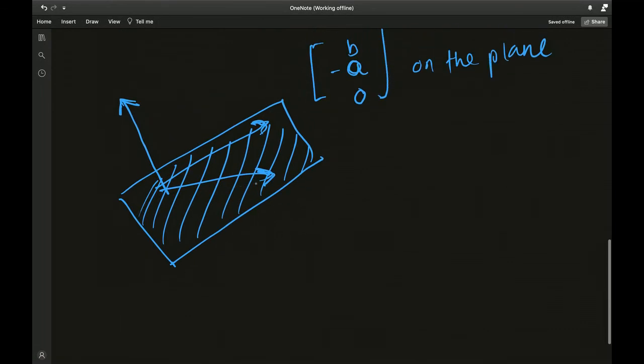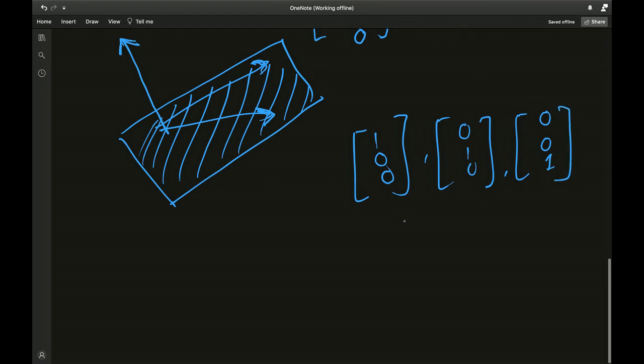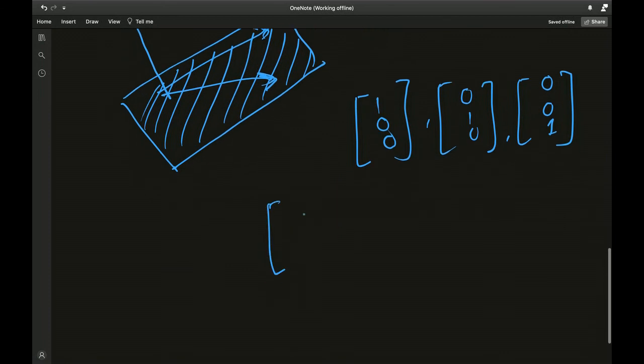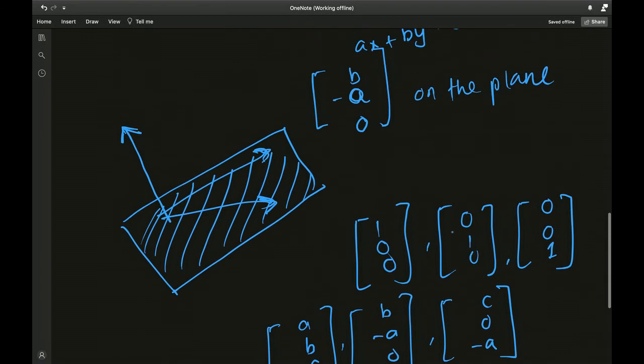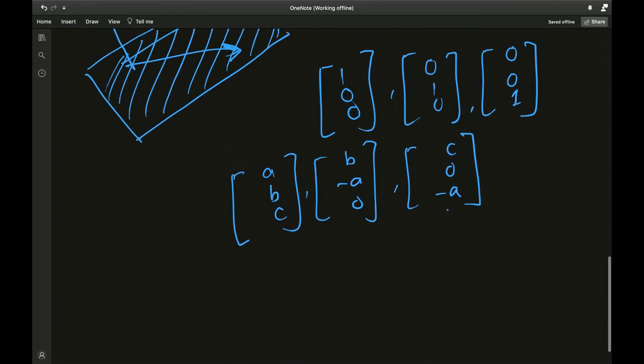Okay, so instead of our standard basis of 1 0 0, 0 1 0, and 0 0 1, if we were to consider these 3 vectors as a new basis, that basis would be A B C, the perpendicular vector. The order here is not really important. B negative A 0 and C 0 negative A. Fine.